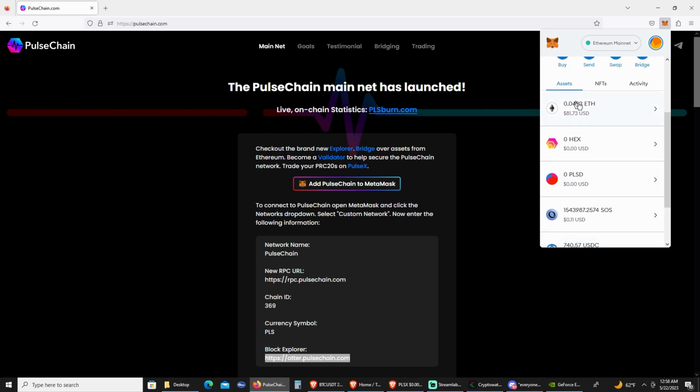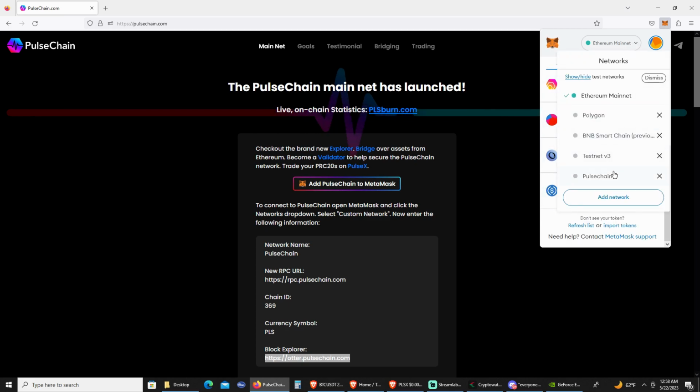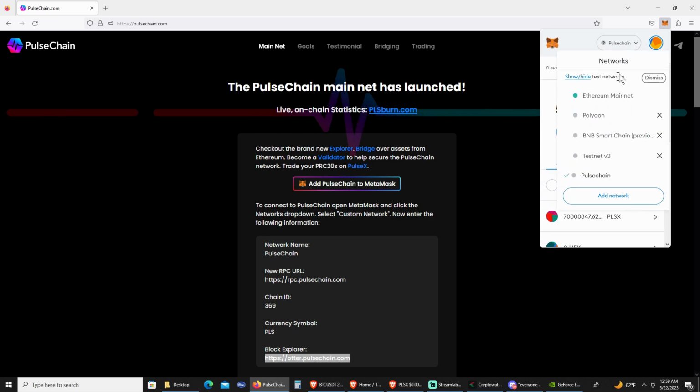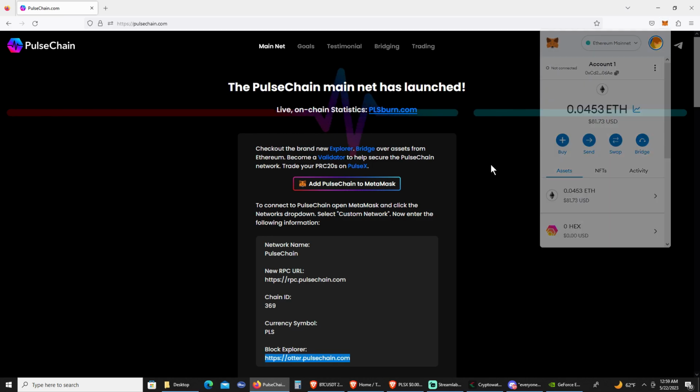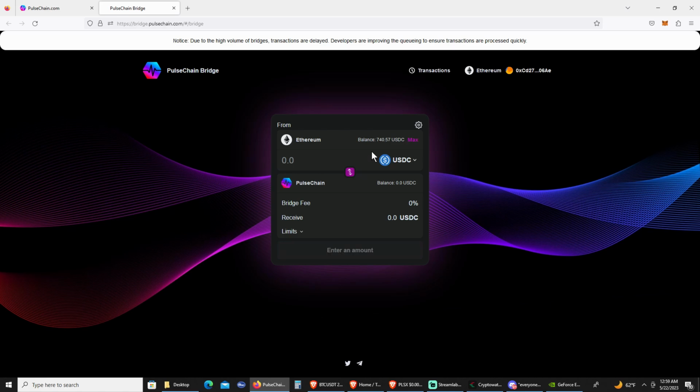First thing you need, some Ethereum in your Metamask, probably at least $50 worth, and USDC. I'm going to bridge this USDC from my Ethereum wallet into my Pulsechain wallet so I can do some swaps on this account. So first thing first, go to pulsechain.com, click bridge over assets.